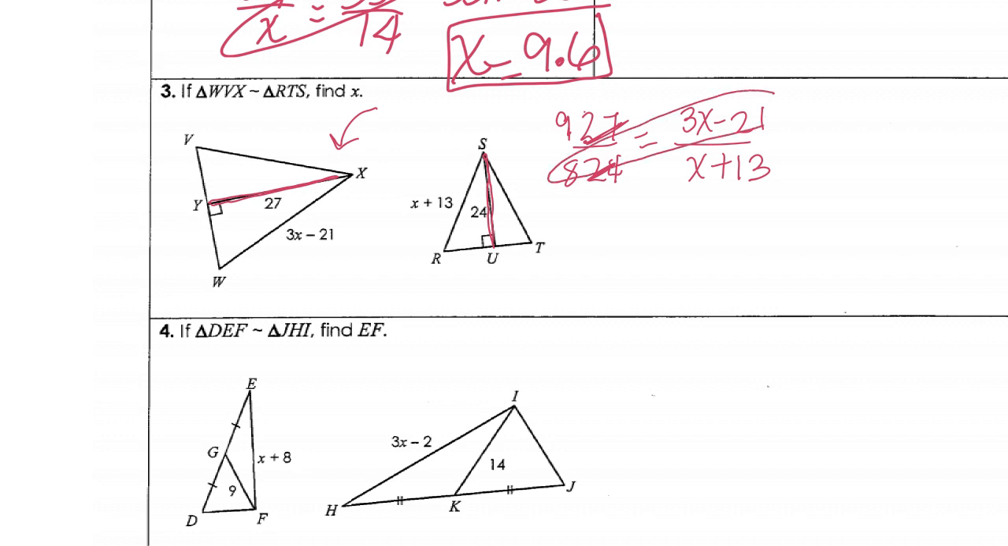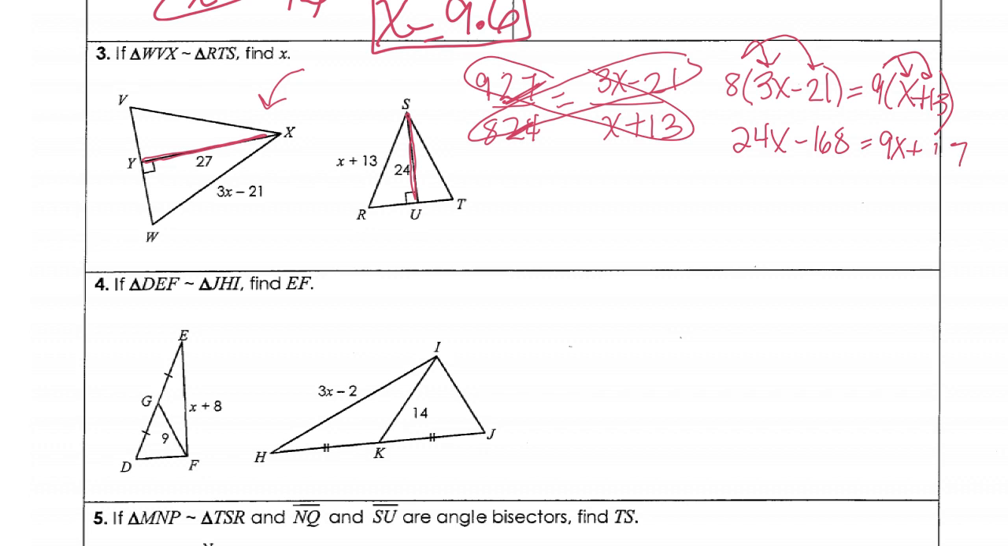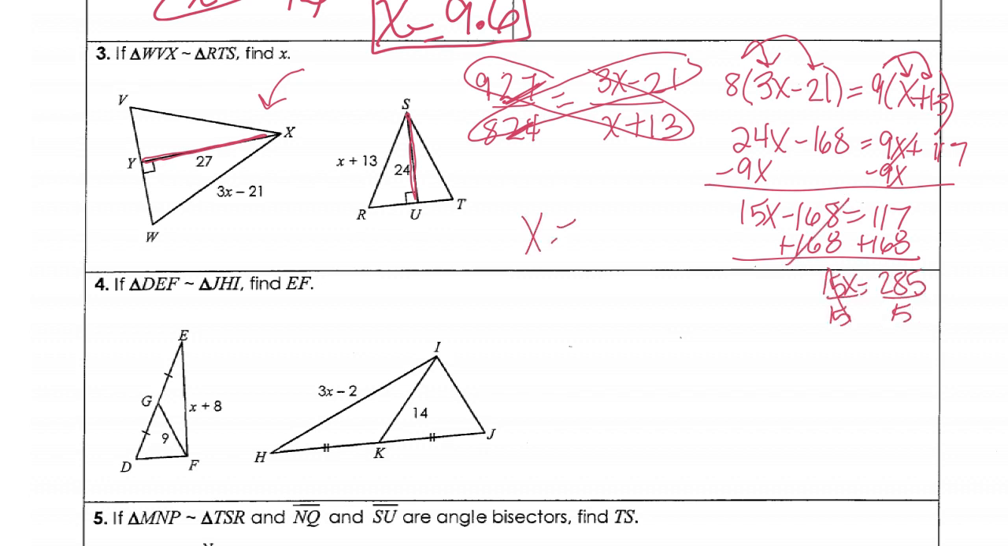Now that I have that, I can cross multiply. And I'm going to multiply 8 times the whole thing, so I'm going to put parentheses, and I'm actually going to write that on the right side. And then I have 9 times x plus 13. Again, I'm going to put my parentheses, and the reason is because you have to remember to distribute. You're going to multiply that 8 and that 9 into both of those terms. So you get 24x minus 168 equals 9x plus 117. And then at this point, it just becomes algebra. Remember, you have x's on both sides, so move them over to one side. And you get x is 19.